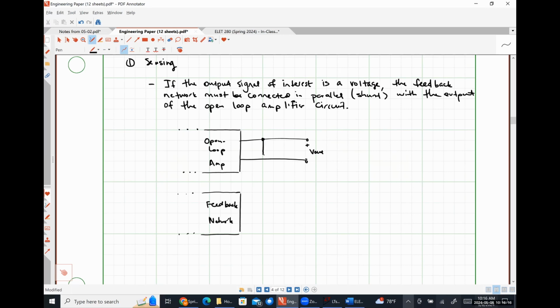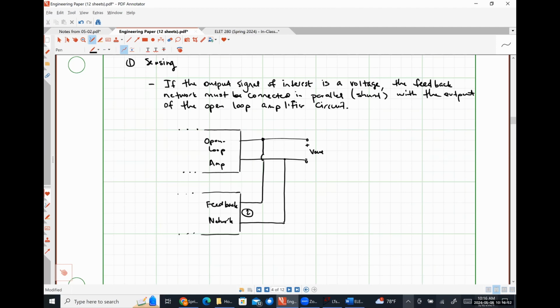So we would tap off the positive polarity terminal and connect it to the positive polarity terminal of our feedback network. And we would tap off of the negative polarity terminal of our open loop op amp's output and connect to the negative polarity terminal of our feedback network. I'm going to call this port 2 of our feedback network, and we'll talk about what that means more in a little bit.